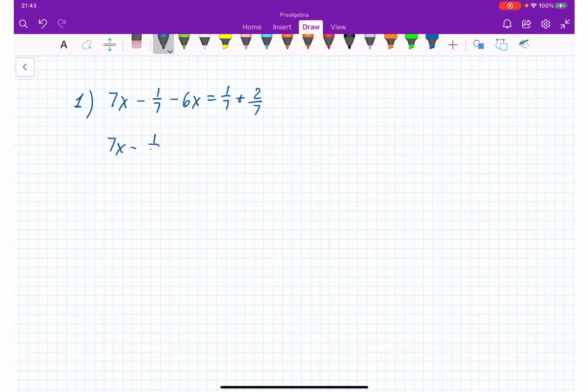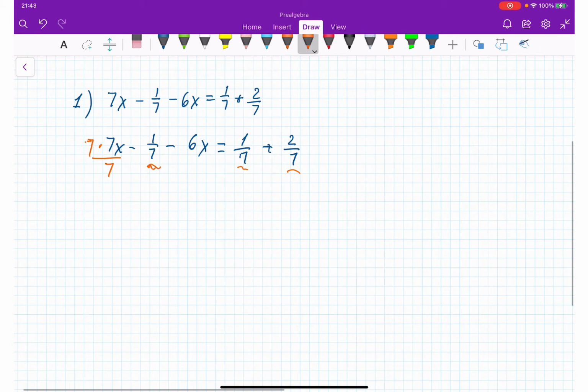7x minus (1)/(7 - 6x). Actually, I could bring, well, all right, I'll take care of it later. Plus 2/7. So the common denominator looks like it's going to be 7, right? Because we have 7 here. For the case of 7x, where the denominator is 1, I'm dividing by 7 and multiplying by 7, so as not to unbalance the fraction. In this case, I'm not touching anything because we already have denominator 7. And for 6x also, divide by 7 and times by 7. And here also I have 7.